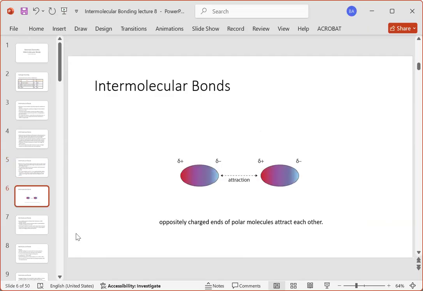So now this is the attraction that I was talking about. This one is partially positive and this is partially negative. So the other molecule or the other atom that is partially negative will be attracted to the partial positive. And this side will also be attracted to another partial positive atom.